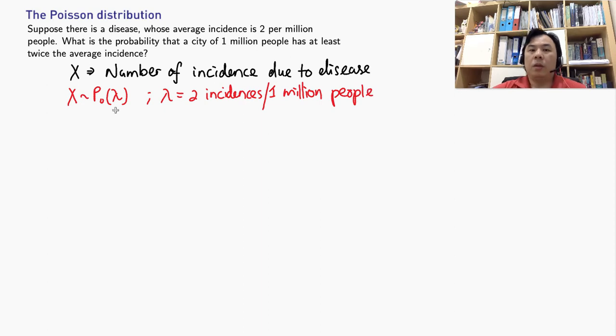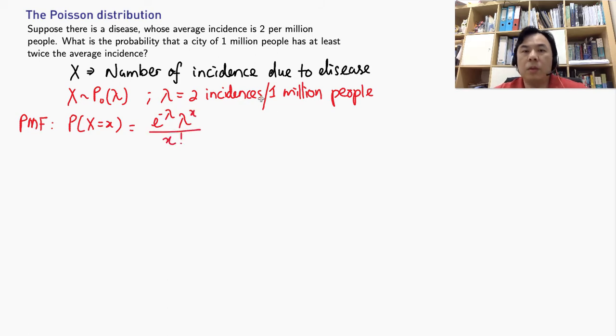All right. Now the probability mass function that represents the Poisson distribution is given by this: e^(-lambda) lambda^x over x factorial, where x could range from 0, 1, 2, and so on. It could mean there's no infection at all, or one infection, or two infections, and so on and so forth.